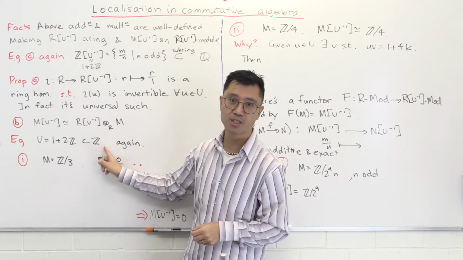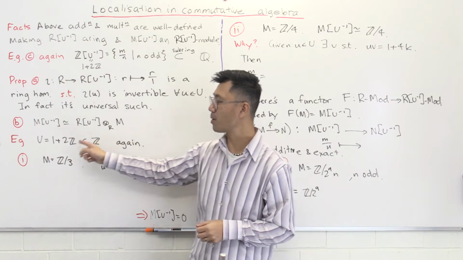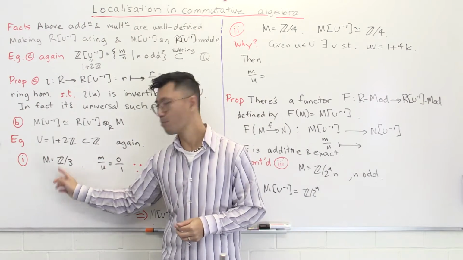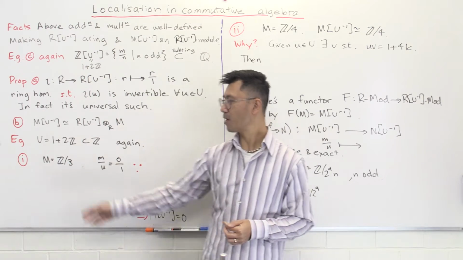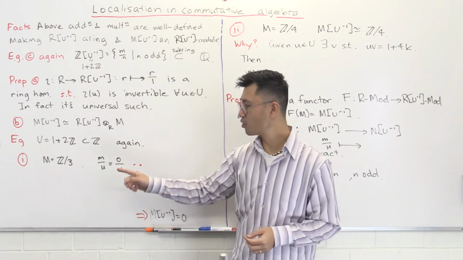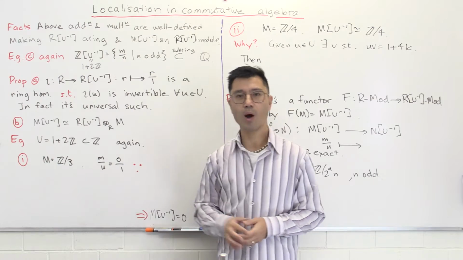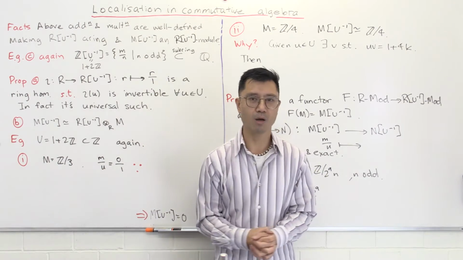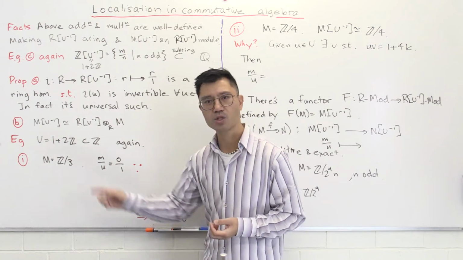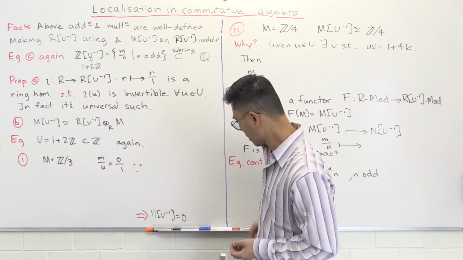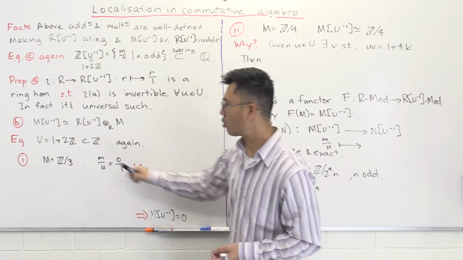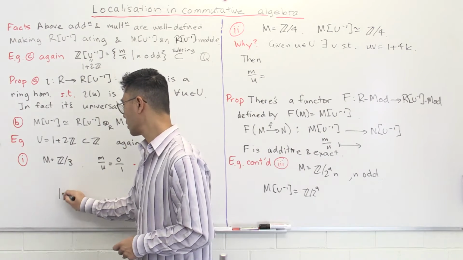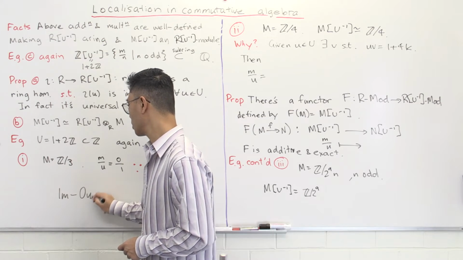We have the integers, that's the ring we start off with, and we localize by inverting odd numbers. The module I want to have a look at here is Z mod 3. And I claim that if you pick a fraction inside here, m over u, that's equal to 0 on 1. And 0 on 1 is just a 0 in the module, so every element is going to be 0. So why is that? To check the equality of fractions, you cross multiply. So you have m and 0. So you have here 1 times m minus 0 times u.